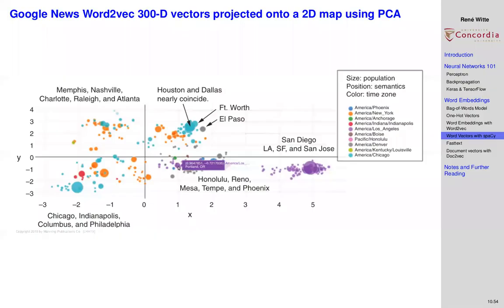There are also lots of visualization libraries around. So again, you can visualize cities, for example, in 2 dimensions. And then like before, you can see that cities that appear in a similar context in the news will have a similar representation in this vector space. So like Houston and Dallas, Honolulu and Reno, San Diego, San Jose, Los Angeles, San Francisco, and so on.